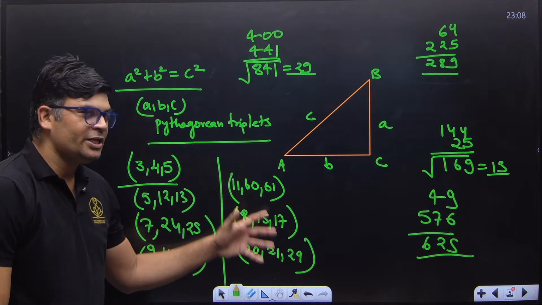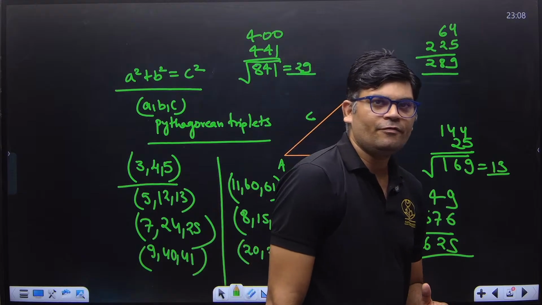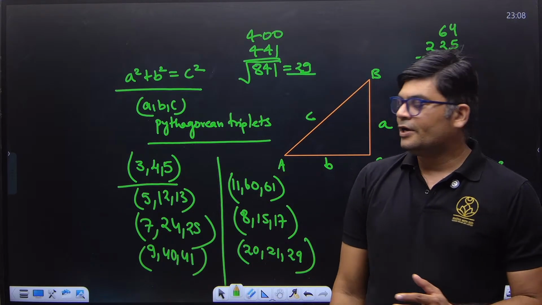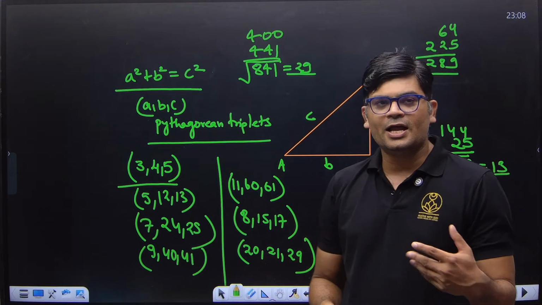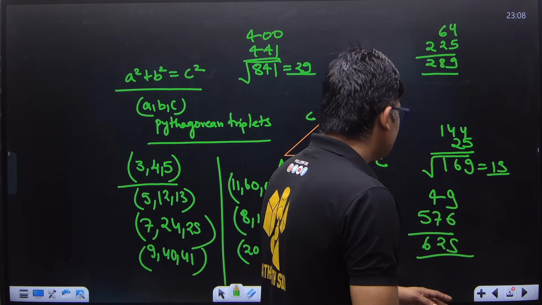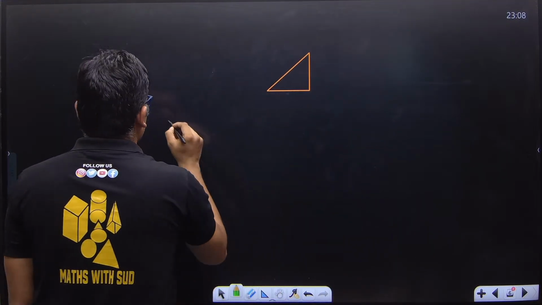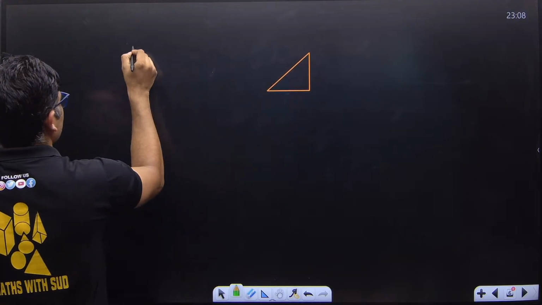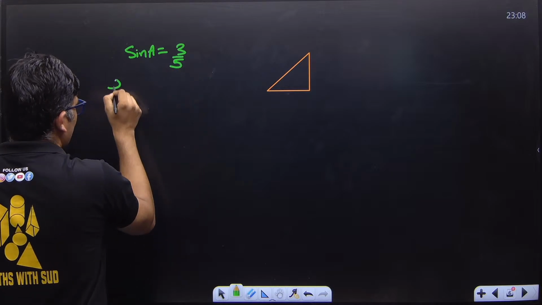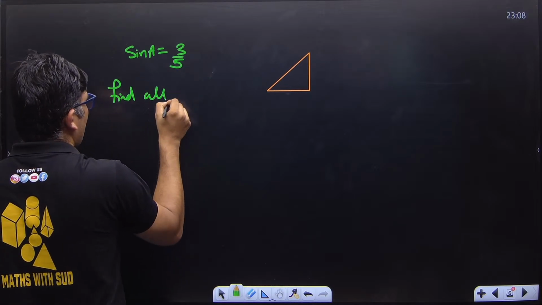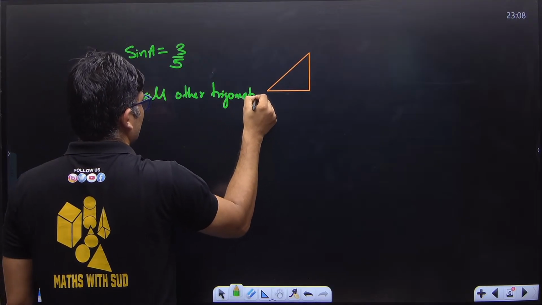So 4 and 3, these are the basic 7 Pythagoras triplets which will come across in your life, and this will be required for you because from this you can make n number of Pythagoras triplets. Like for example, suppose the question gave you that sine A is equal to 3 by 5. Find all other trigonometric ratios.